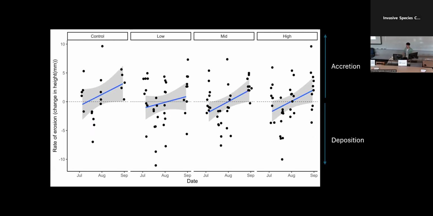Erosion is a bit harder to understand. All you should know is that if the line is above 0, we have sediment accretion, which is more sediment being added. And if it's below, we have sediment erosion, which is sediment being taken away. And we can see, once again, when compared to the control, snails aren't changing the rate of accretion.